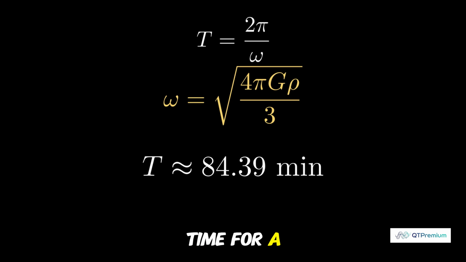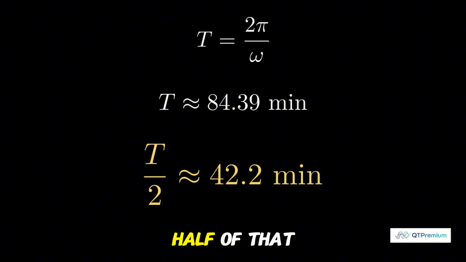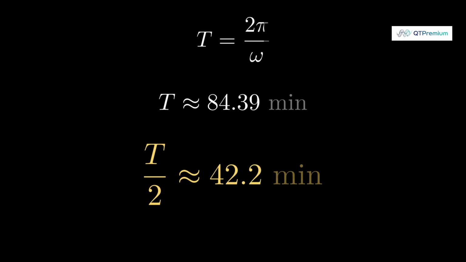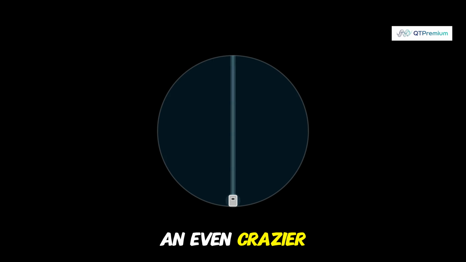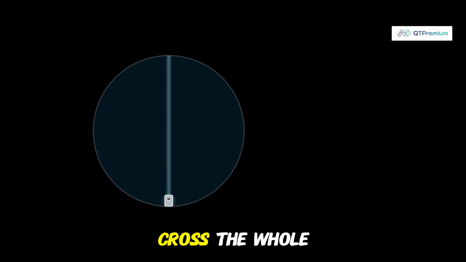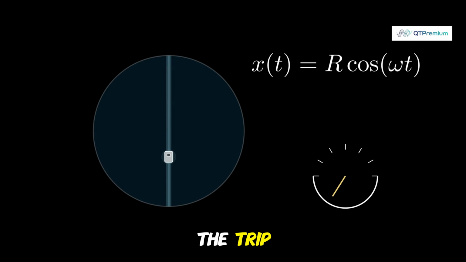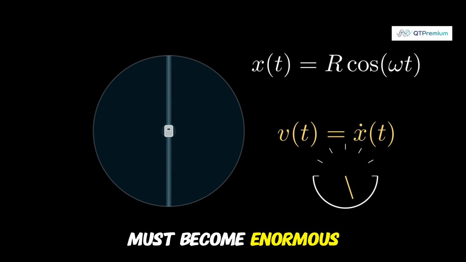But that's the time for a full oscillation. To go from one side of the Earth to the other, you only need half of that, which is equal to 42.2 minutes. So falling from one end to the other wouldn't even take you a full hour to complete. But that raises an even crazier question. If you can cross the whole Earth that fast, how fast are you going in the middle of the trip? Because at some point, gravity has been pulling you inward for a long time, so your speed must become enormous.